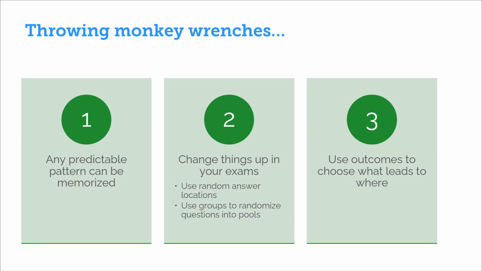The other way to handle this is to use outcomes to choose what leads to where. For example, you could start off with question one, which is middle of the road. It's a question that somebody should be able to answer, but it's trickier than just the basics. If they get that question right, they go to a harder question.